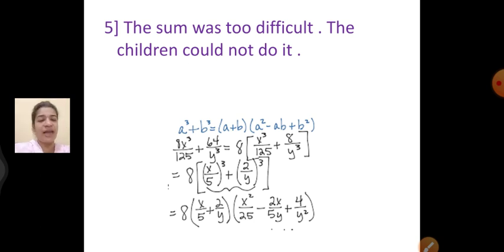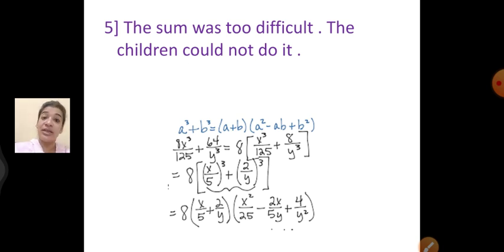Now see the fifth one. The sum was too difficult. The children could not do it. So how are we going to write it now? Even I can see the sum, it is very difficult, right? So how are we going to write the sentence now?